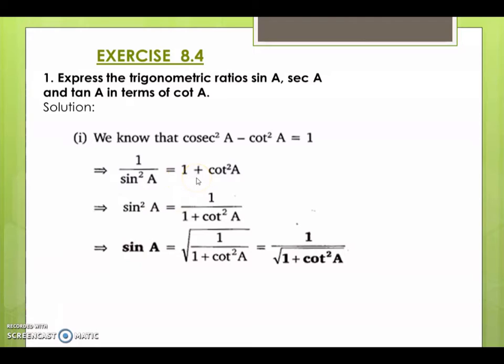So then you can write cosec square A as 1 by sin square A, since cosec is 1 by sin. This is equal to 1 plus cot square A. So sin square A will be, take the reciprocal on both sides, 1 by 1 plus cot square A. And then take the square root of the entire thing. So it will be the square root of 1 by 1 plus cot square A. Now the square root of 1 is 1, divided by the square root of 1 plus cot square A.